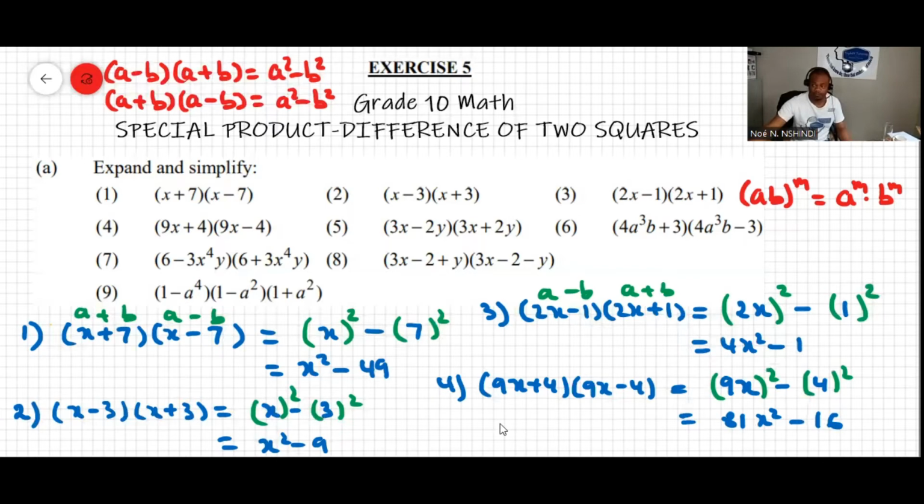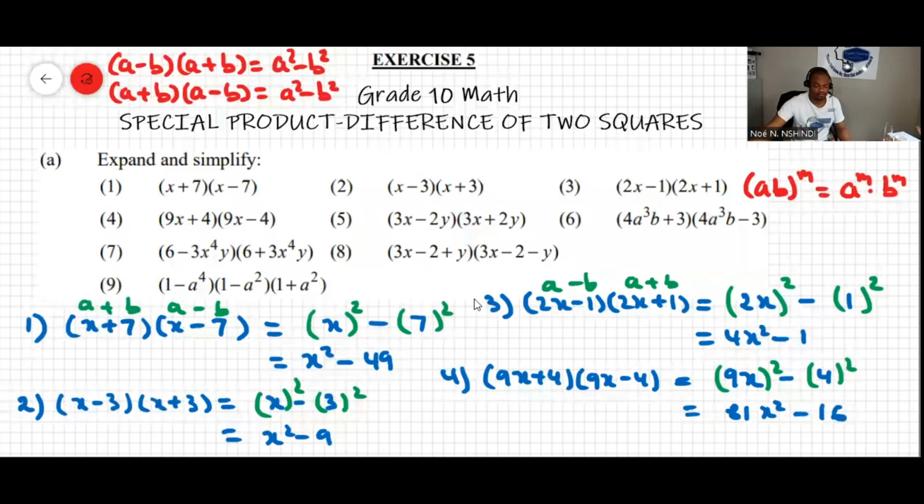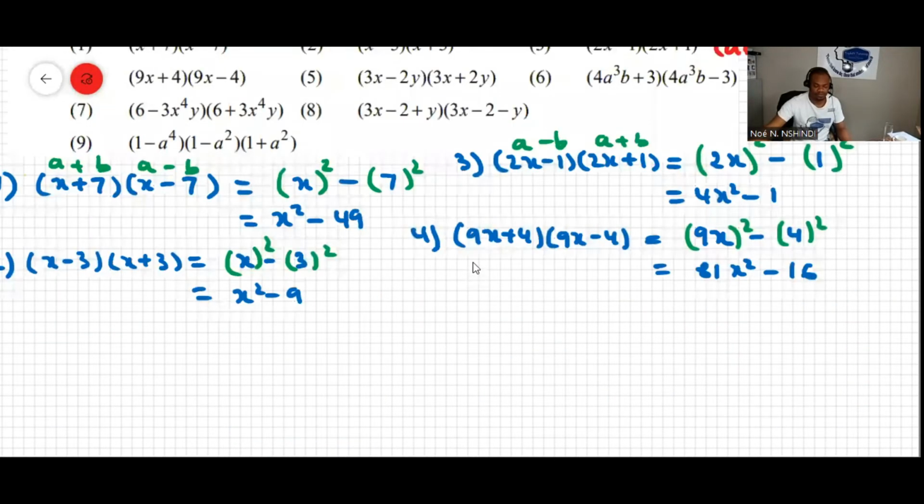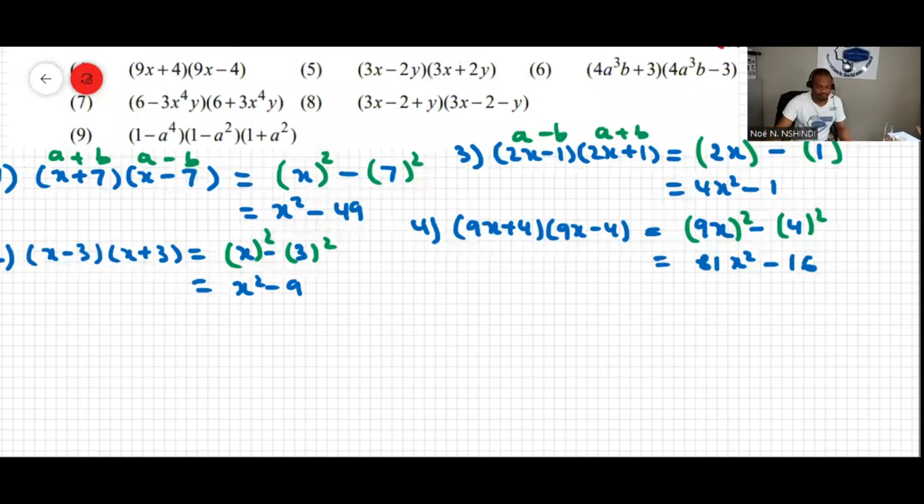Let's move to question 5. Question 5 here. We have 3x minus 2y, and then 3x plus 2y. So in this case, we write 3x and then we write also 2y there, minus.